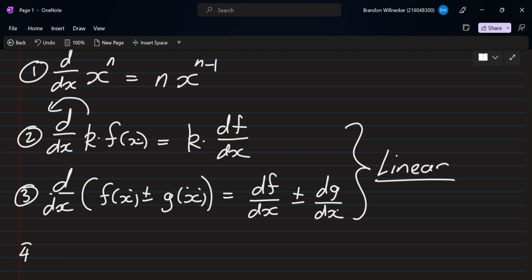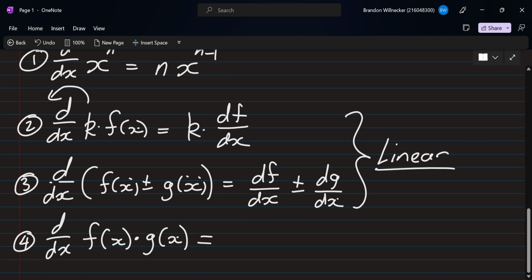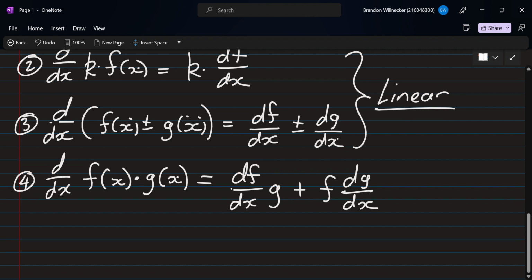Number 4, we have something for the product. If we have the derivative of f times g, we alternate the derivative. We apply the derivative to the first term, so apply it to f, and leave the second function alone, plus we leave the first function alone, and then apply the derivative to the second. And this extends naturally to higher order products.